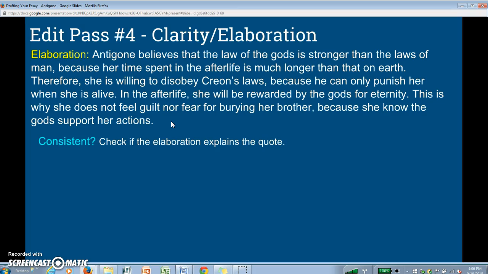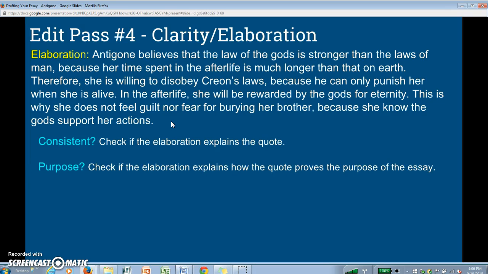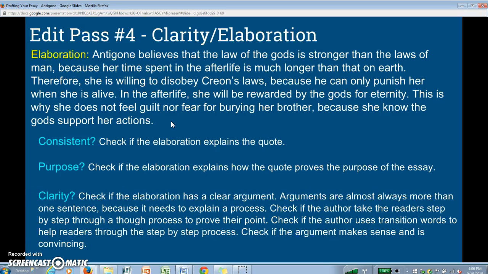So, make sure to check that your elaboration is appropriate. Next, purpose. Does the elaboration explain how the quote proves the purpose of the essay? It can't just explain what the quote is saying. It needs to actually create an argument using the quote.